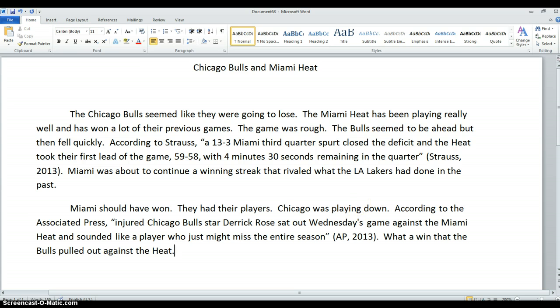And we're done. I've got my 2 in-text citations. There's one. And there's the second one. So make sure you include at least 3 in your paper and you'll be good to go.